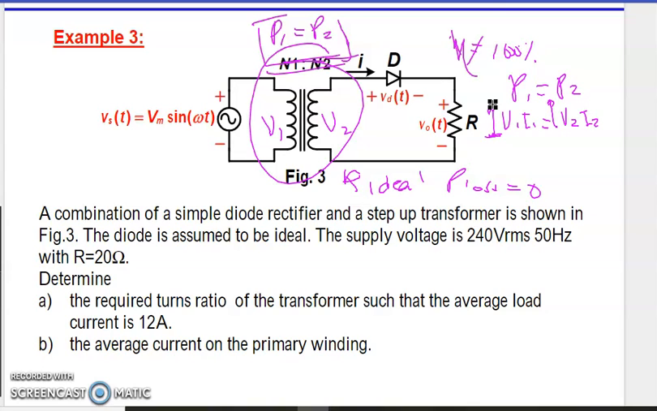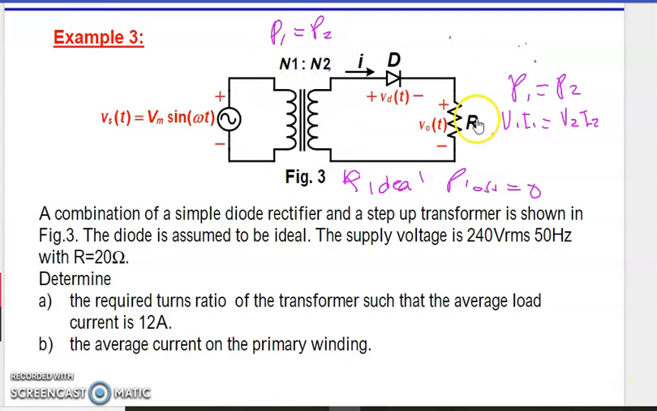V in is lower. Step up the windings. It depends on the windings. So if, let's say, the winding of N2 is higher, then we are stepping up. If the winding of N2 is lower, then we are stepping down. So that's the different concept of a transformer.